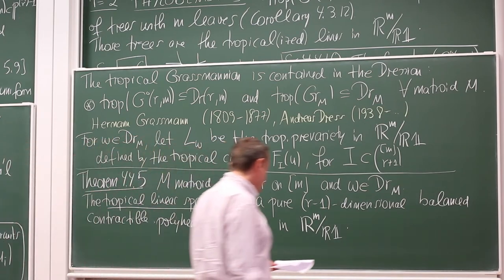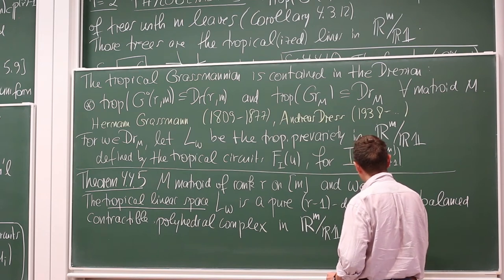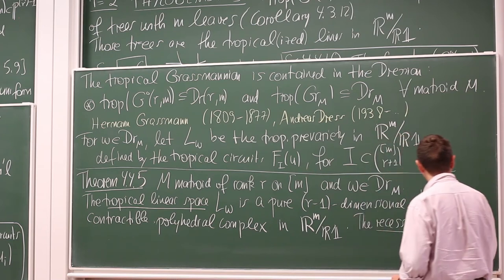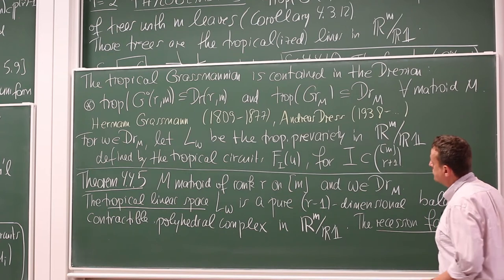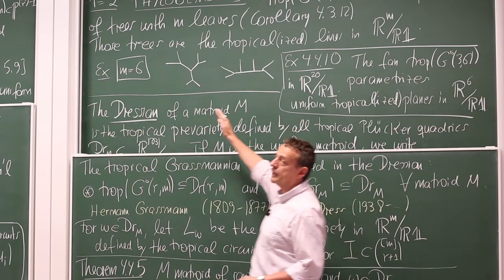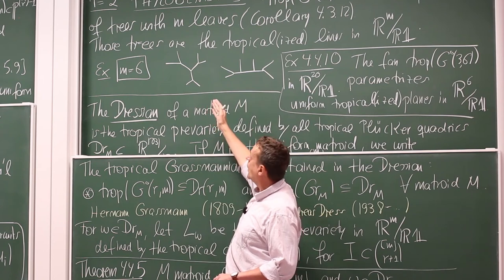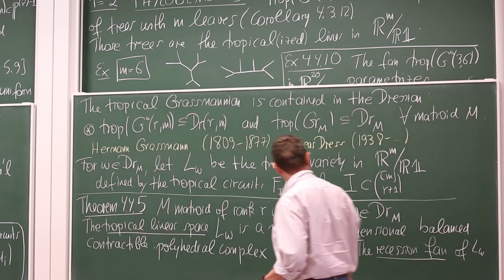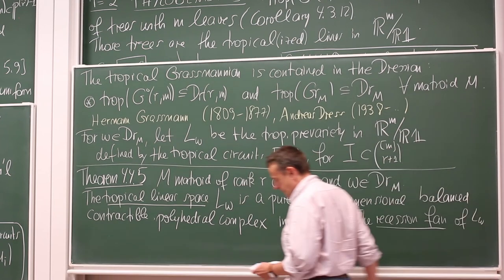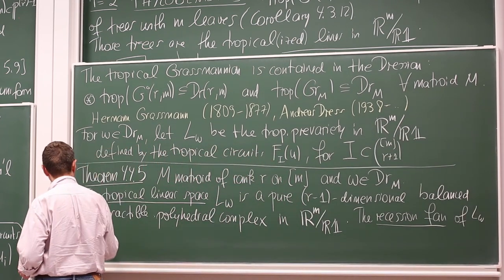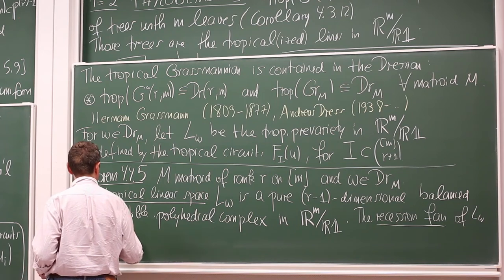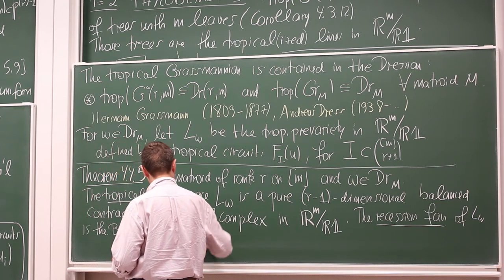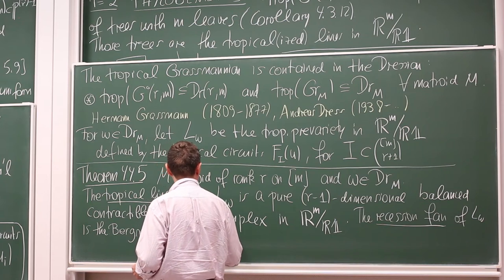Now, a couple other parts to this theorem. Two more sentences. The recession fan of this linear space LW. As a cartoon, you can think about these pictures. What we're talking about are pictures like this, where this is (r minus 1)-dimensional. So we're talking about trees of higher dimension. These are these contractible spaces. So the recession fan of LW is the Bergman fan, which is purely associated to the matroid.